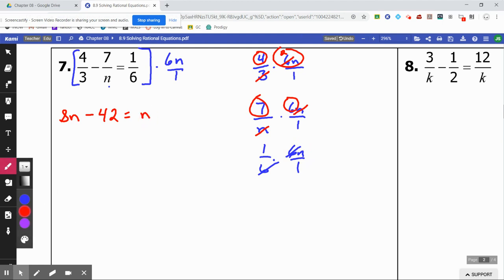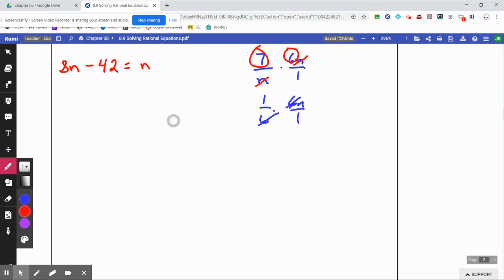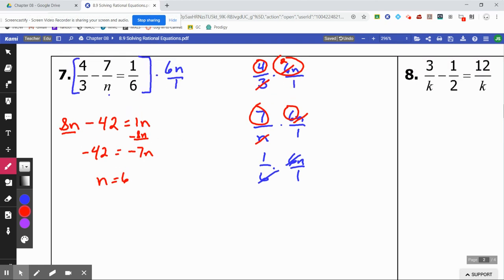So now what I've done is I completely removed my denominators. So now solve it like normal. Let's move our 8n. I have -42. We move 8n by doing minus 8n. That gives me -7n. So therefore divide by -7 and you get n is 6. Look for any domain restrictions. Here's my only place I might have one. N can't be 0. So therefore 6 is going to be fine.